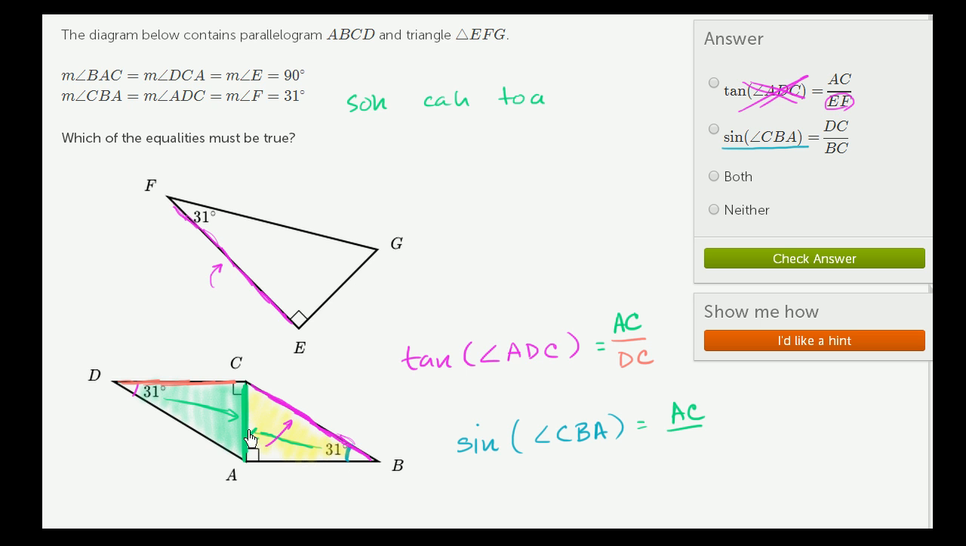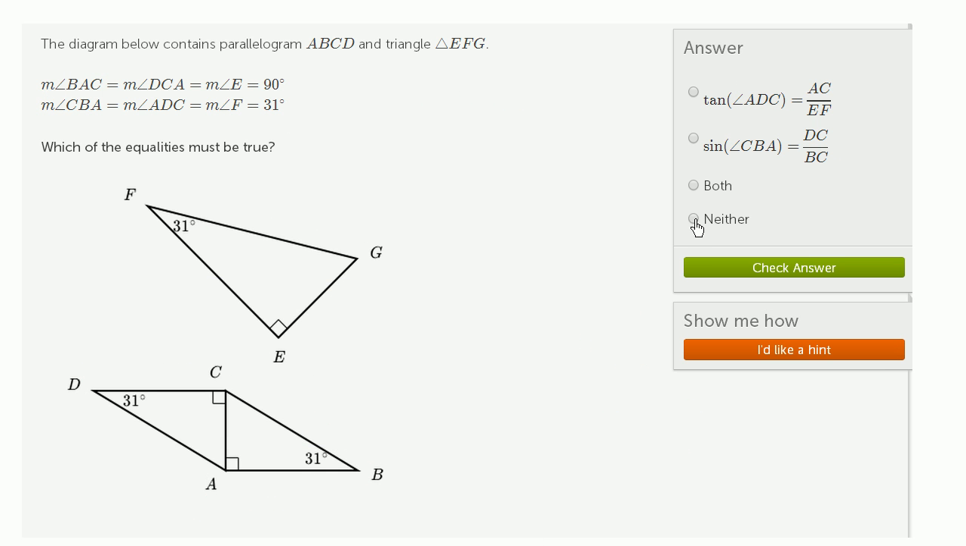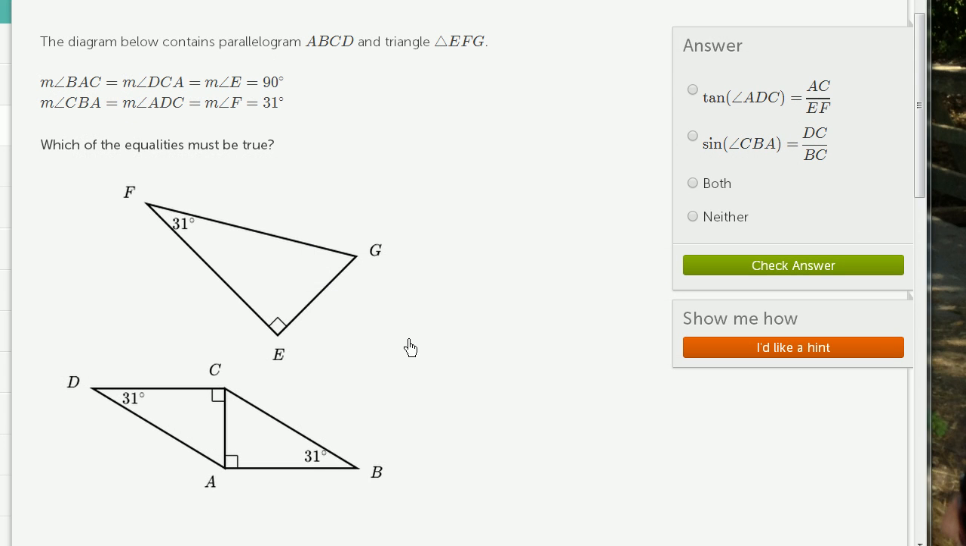Sine is opposite over hypotenuse, so over BC. Is that what they wrote over here? No, they have DC over BC. Now, what is DC equal to? Well, there's no evidence on this drawing that DC is somehow equivalent to AC. So given this information, we can't make this statement either. So neither of these are true. Let's make sure we got this right. We can go back to our actual exercise, and we see that neither of these are true, and we got it right.